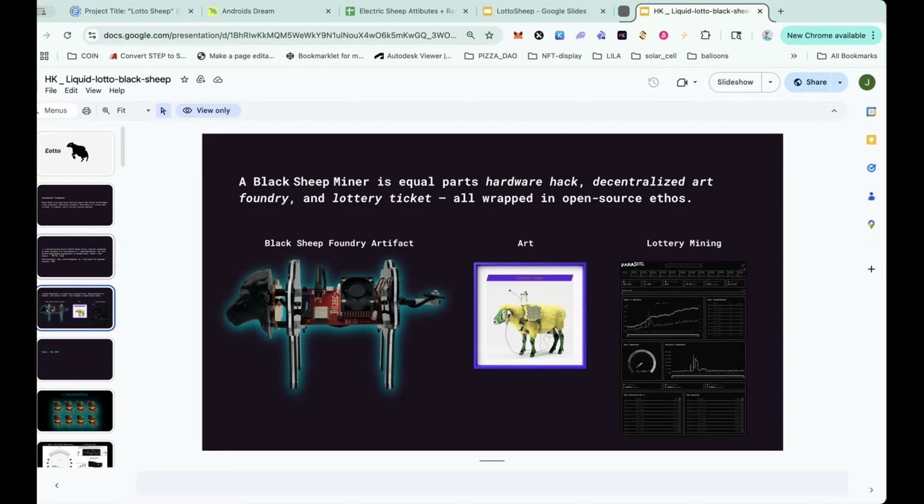So this is just showing, the one on the left would be what the artifacts look like, the sculptures, the physical form. The art in a sense is some of those images that came from the Android's Dream project with the cards, where they're prompted in Midjourney. And then this is showing a representation of a lottery mining pool, and so your hardware is on that network.